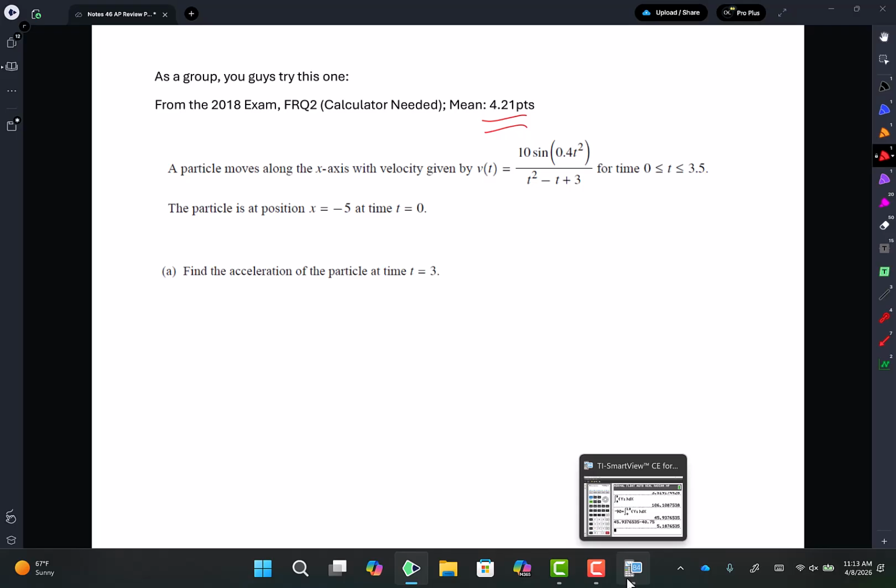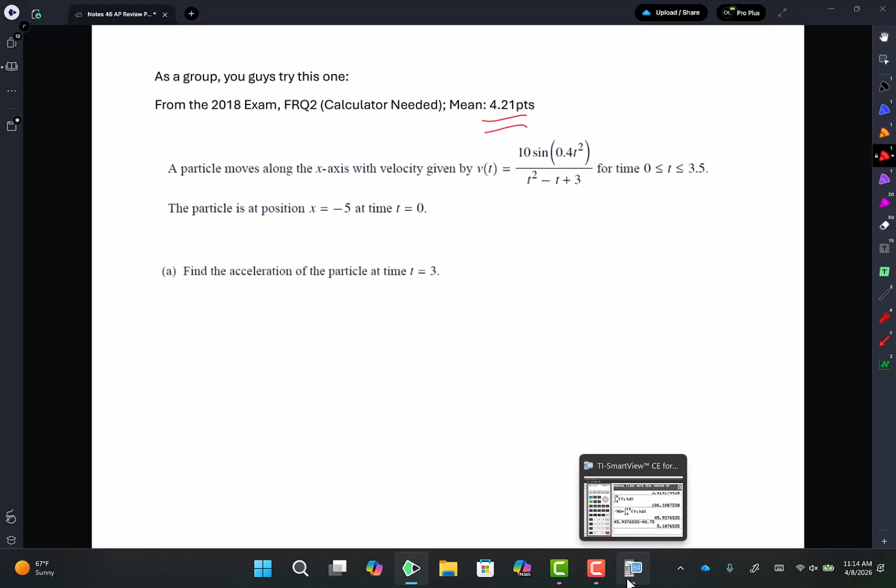Oh, okay. Find the acceleration of the particle at time t equals 3. The whole thing? Yeah. Okay. A particle moves along the x-axis with velocity given by v of t equals 10 sine of 0.4 t squared, for time t between 0 and 3.5. The particle is at position x equals -5 at time t equals 0.